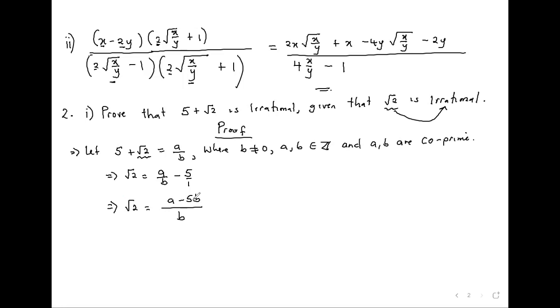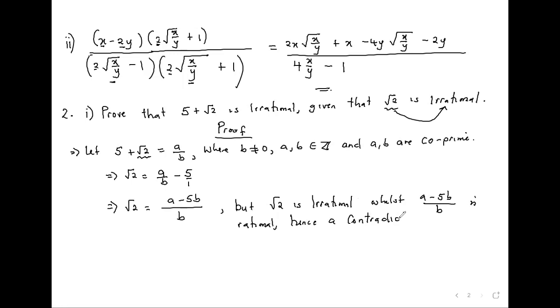So if I have this, then you say, but root 2 is irrational, whereas a minus 5b over b is rational. Hence, the contradiction. And so, 5 plus root 2 is irrational.